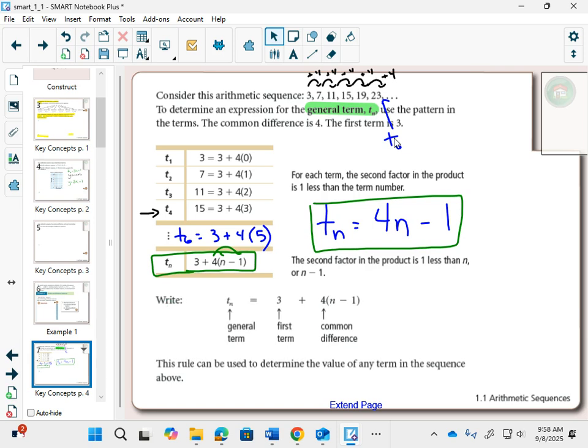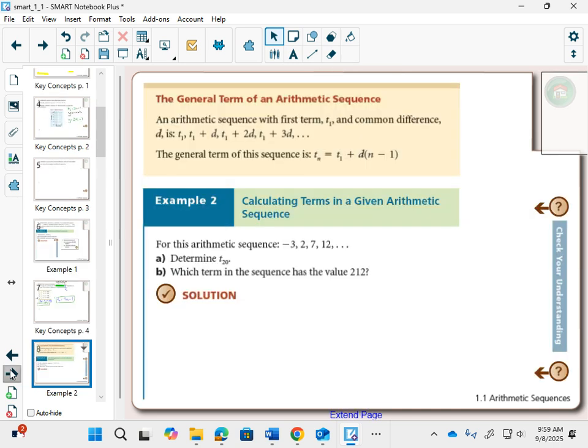And some language that's used here. Okay? The general term is called the general term because it can find any term you want. Term 7, term 9, it's like a formula. Okay? The 3 was our first term. The 4 was our common difference. So then the textbook says we can take this and make a general rule that will be on your formula sheet. And that general rule looks like this.